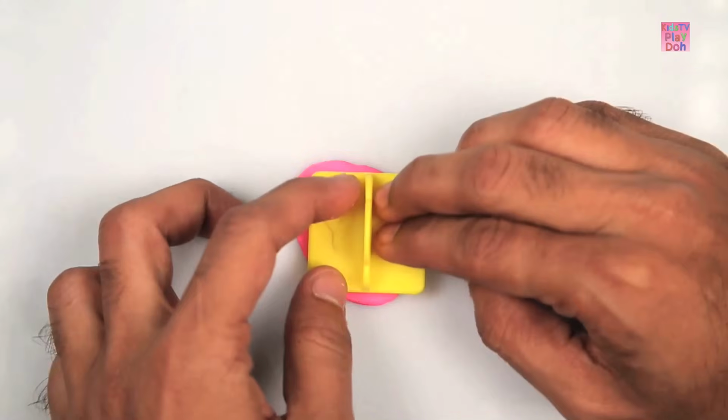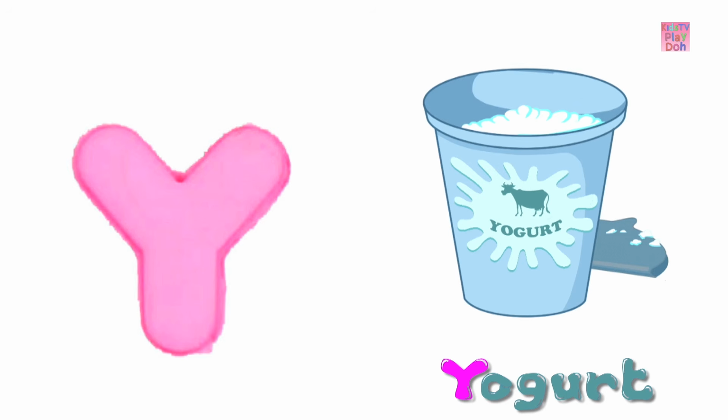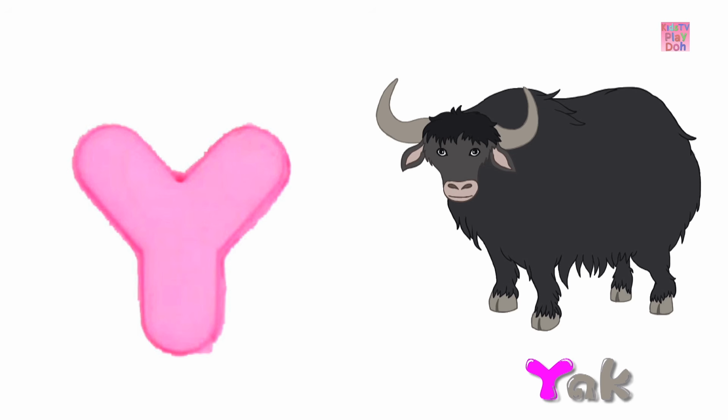Here comes the letter Y. Y. Y is for yellow, yellow. Y is for yacht, yacht. Y is for yogurt, yogurt. Y is for yak, yak.